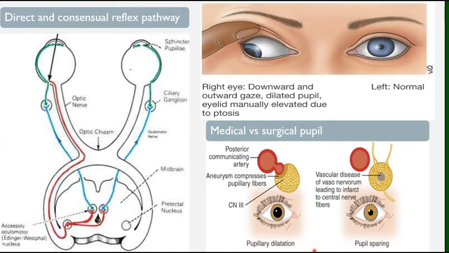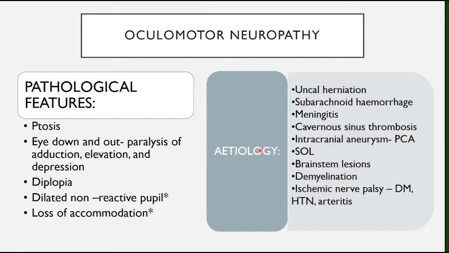So I think we are all well versed with the direct and consensual reflex, and because of time I'll not go into it, because we have I think 7 or 8 more cases to go. This is the findings you're going to get with a complete third nerve palsy, including pupillary involvement. And this is a graphic to demonstrate the difference between surgical and medical pupil, and what findings we'll find. The most common artery which is implicated is the posterior communicating artery.